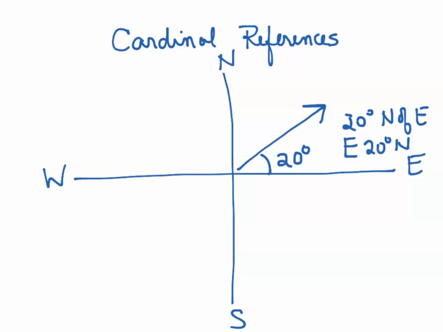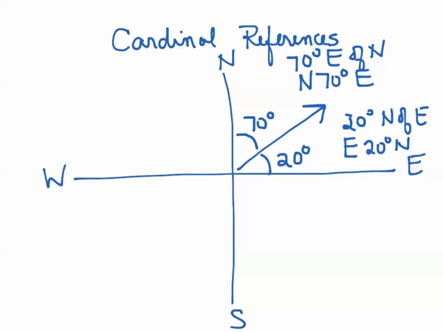We recognize that north and south and east and west are perpendicular to each other, so we can measure between the north and the vector an angle of 70 degrees. And we describe this vector using the 70-degree measure as 70 degrees east of north, or north 70 degrees east. And all 4 of those different notations describe the direction of this same vector.